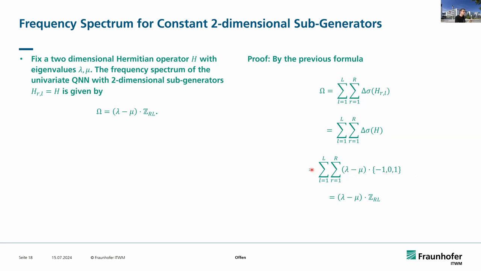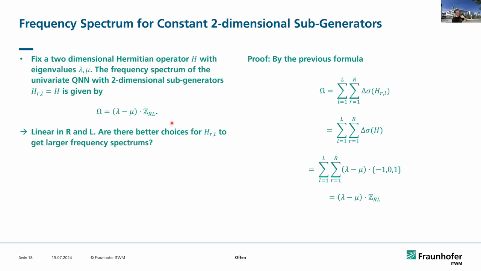Then you can shift the coefficient out, and you have to make clear that the Minkowski sum of this set here is really the set index r times L. For example, how do I get the number r times L? I add only ones: 1 plus 1 plus 1 plus 1 plus 1, and so on. You have r times L summands, and then you get the number r times L.